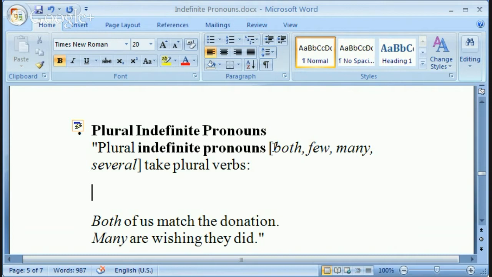Okay. All right. Using both, few, many, several, try to make a sentence with one of those as the subject. Okay. Only a few have gone to the moon.